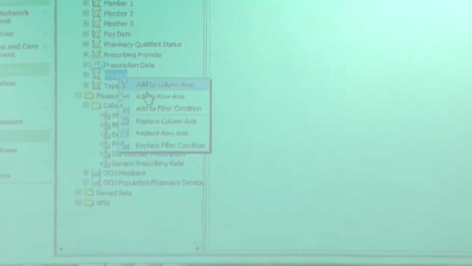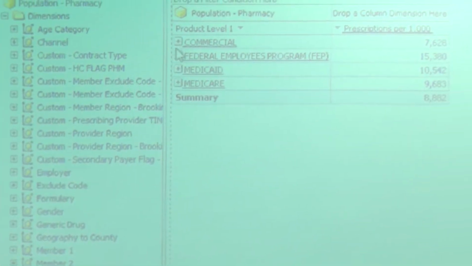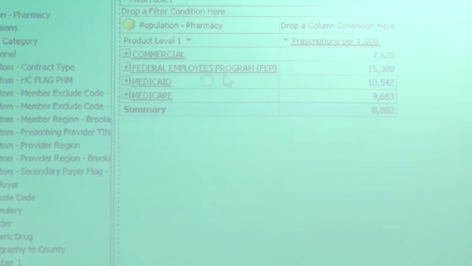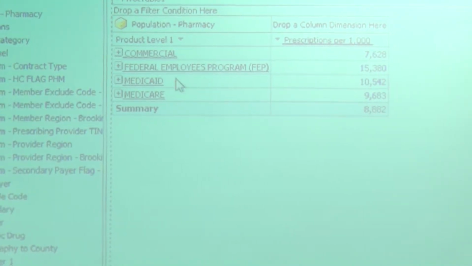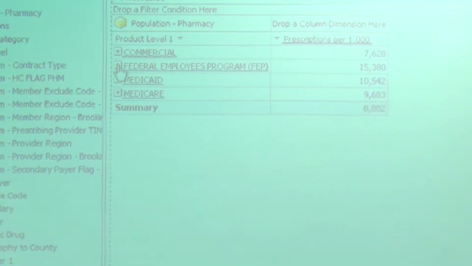Okay, so let's say we do prescriptions per thousand into the data area, and we're going to do product, and we're going to add that to a row axis. So now we've got your Medicaid, Medicare, and commercial, and you can see that the Federal Employees Program, FEP, has the highest rate of prescriptions per thousand. Is that surprising, Sarah? Nope.